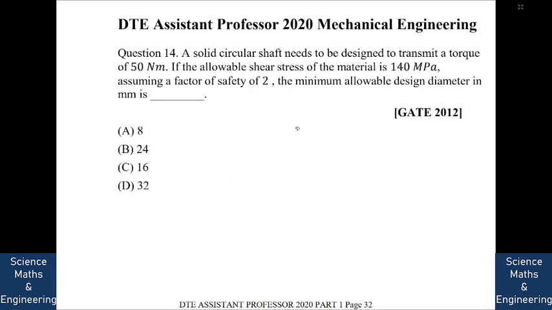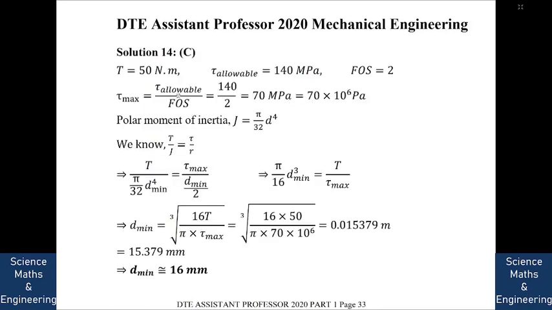So next, a solid circular shaft needs to be designed to transmit a torque of 50 Newton meter. If the allowable shear stress of the material is 140 megapascal, assuming a factor of safety of 2, the minimum allowable design diameter in millimeter is? So the answer is, see, T we know is 50 Newton meter, tau allowable is 140 megapascal, factor of safety is 2. So tau max would be tau allowable divided by factor of safety, which is 70 megapascal.